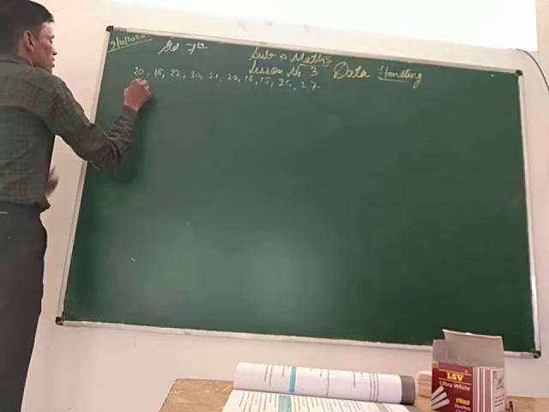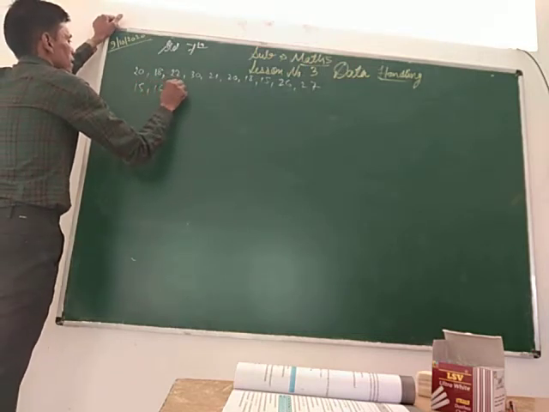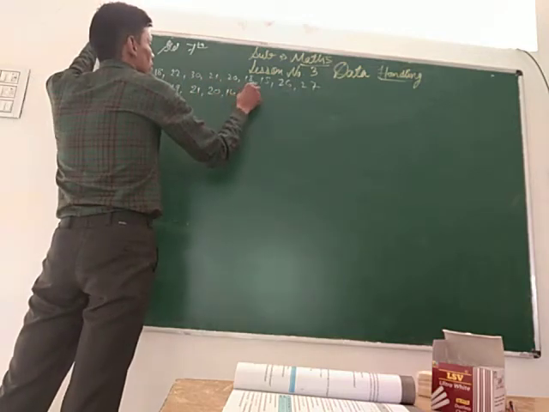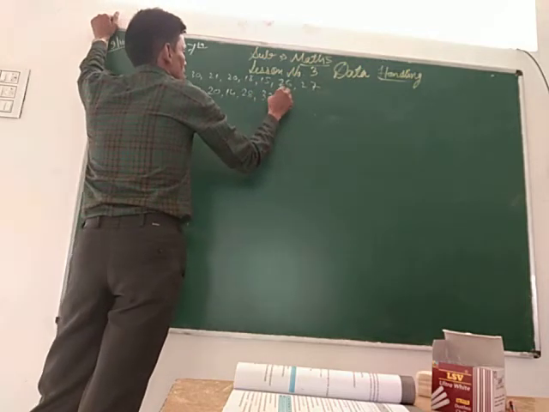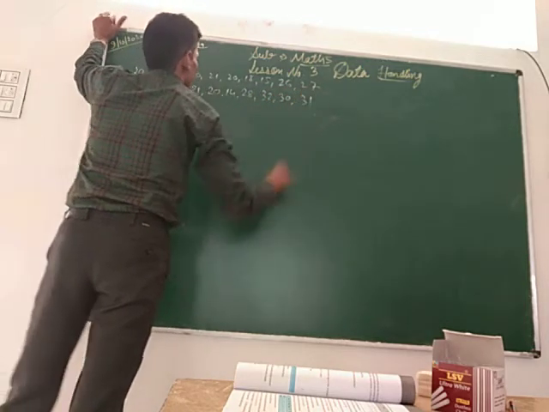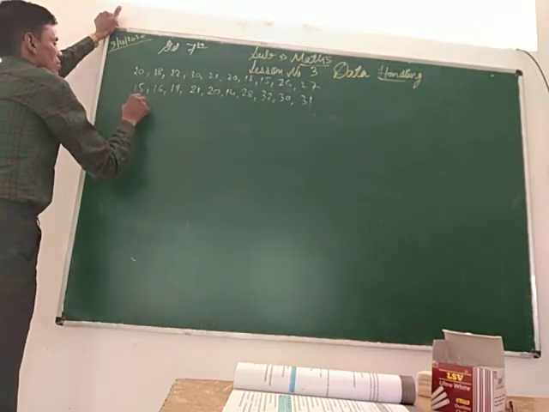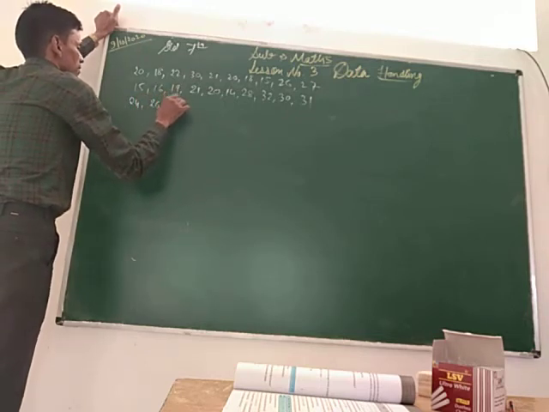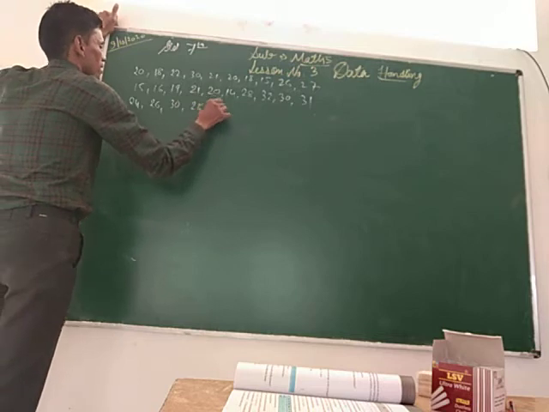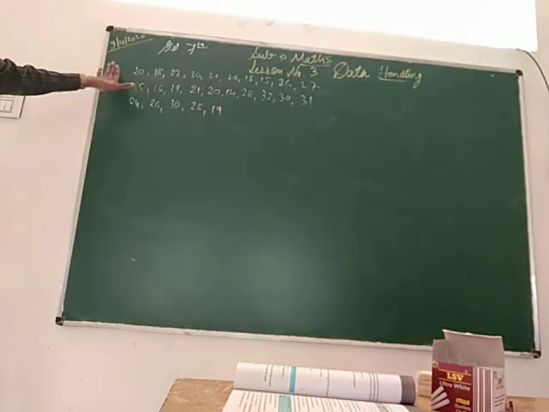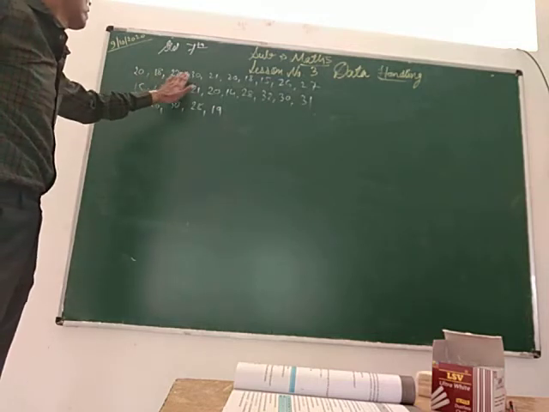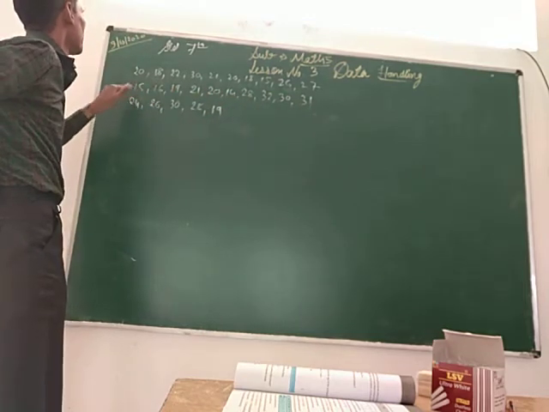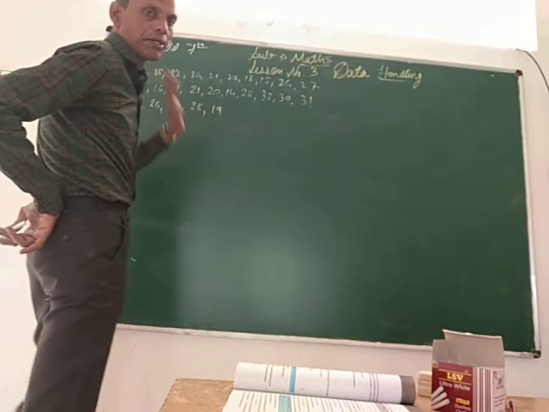Okay, 15, 16, 19, 21, 20, 14, 28, 32, 30, 31, okay, 24, 26, 20, 30, 28, and 9, like this. These are the weights of students in KG: 1, 2, 3, up to 25, total 25 students.